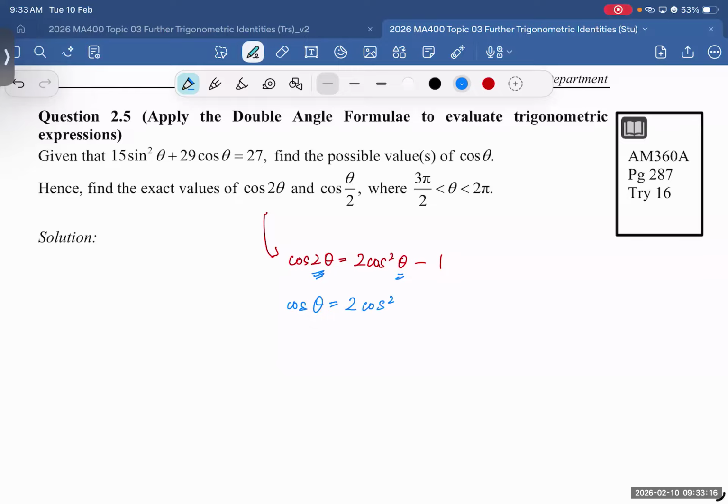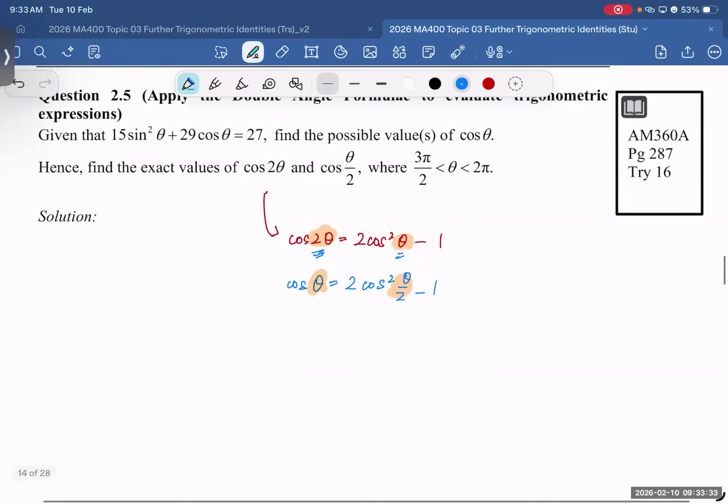2 cosine square. If this is 2 theta, this will be theta. If this is theta, what will this be? Theta over 2. Buy one, get one free. So can I say that cosine theta plus 1 is equal to 2 cos square theta over 2?